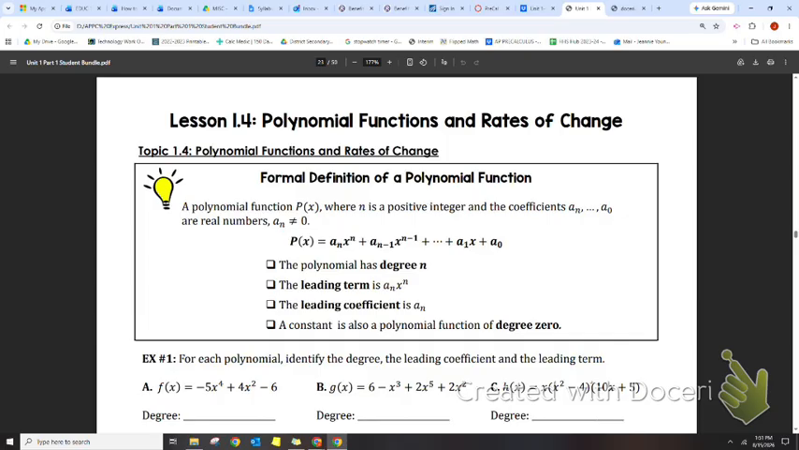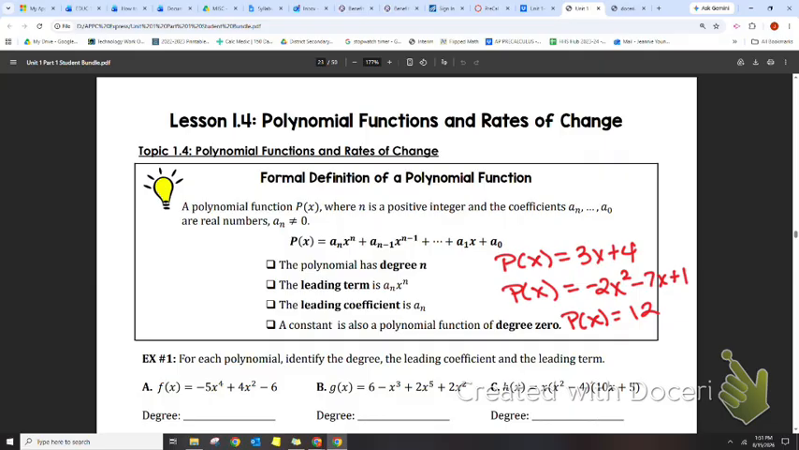It could be a linear function. So we could have said p of x equals 3x plus 4. That's a polynomial function. It could be a quadratic function, so negative 2x squared minus 7x plus 1. It could be a constant function, so p of x equals 12. All right, those are all polynomial functions. Could be a cubic function, a quartic. Could be any of those, okay?